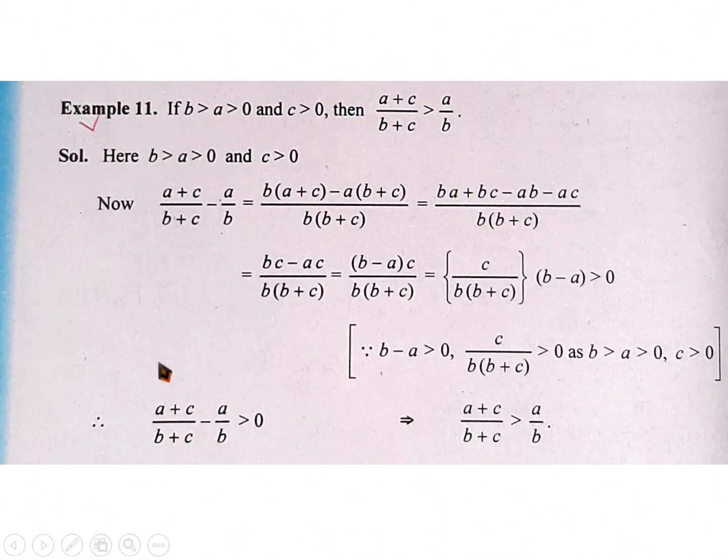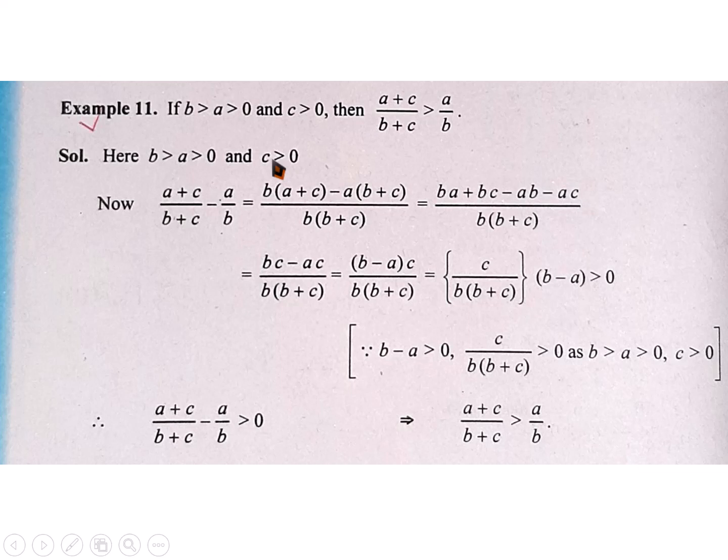Now here is one problem. Problem: if b > a > 0 and c is positive, we have to prove (a + c)/(b + c) is greater than a/b. So this is given: b > a > 0.